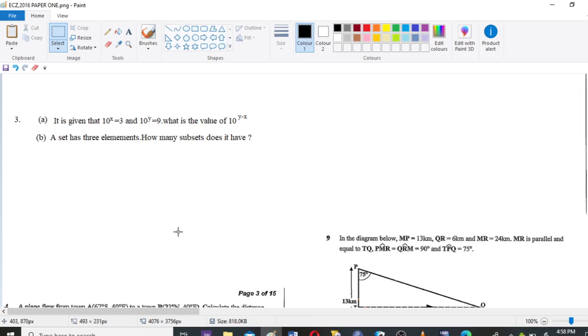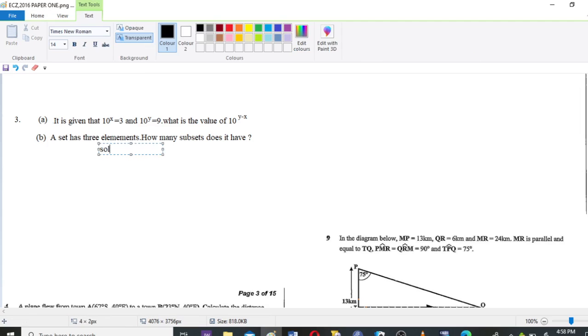Alright, so we continue with exam papers. This is 2016, 2017 and 2018 exam papers. They are mixed. Someone posted that we solve this question here. So let's say we have our solution down below.